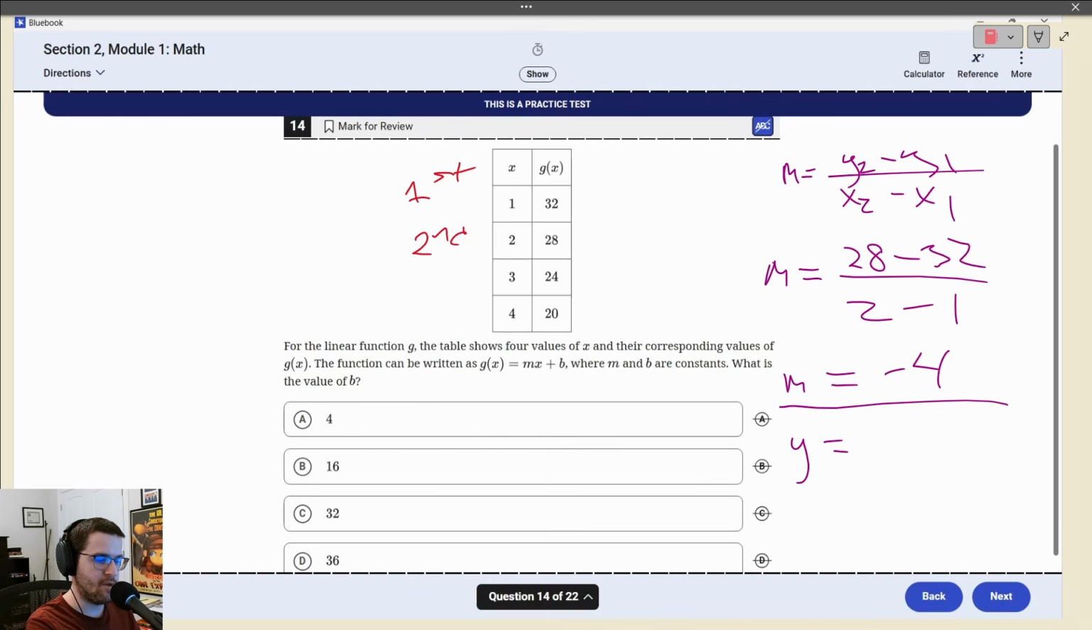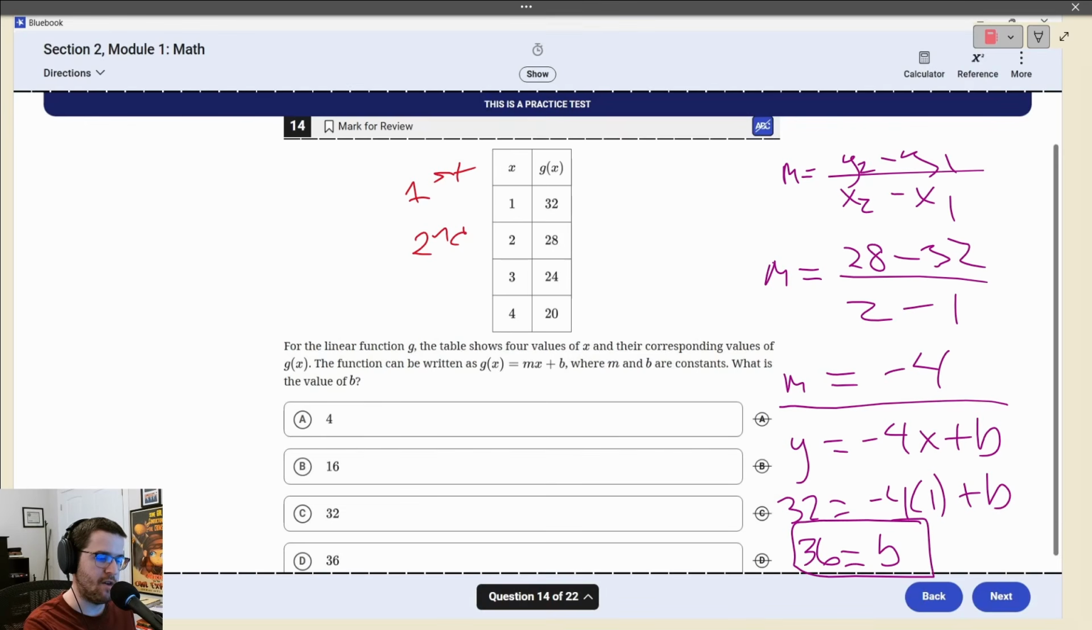Now we can write the partial equation, negative 4x plus b. If we plug in one of the points, let's say (1, 32), I get 32 equals negative 4 times 1 plus b. Negative 4 times 1 is negative 4. I add it over to the other side, and I get 36 equals b. So the equation of the line is negative 4x plus 36. The question says, what is the value of b? So we're going to go with choice D.